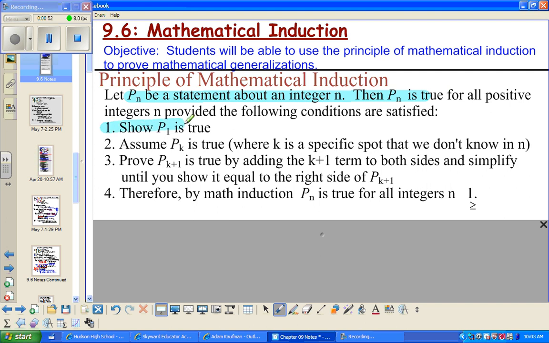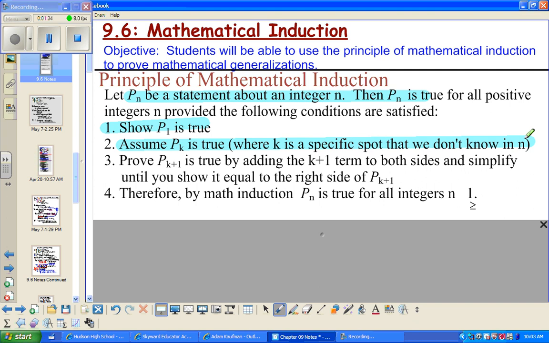The first step will be for you to show that P sub 1 is true. Generally, you'll do this by plugging a 1 in for the n's and showing that that equals whatever the first term should equal. Your second step will be to assume P sub k is true. Basically, to do this, you're going to replace any n's in your P sub n statement with k's. What this represents is some spot between the first term, or P sub 1, and P sub n. We don't know where exactly, but we're just going to assume that someplace along the way our statement is true.